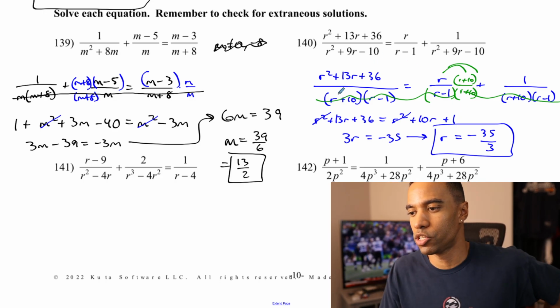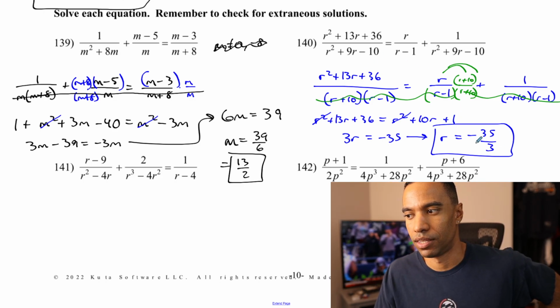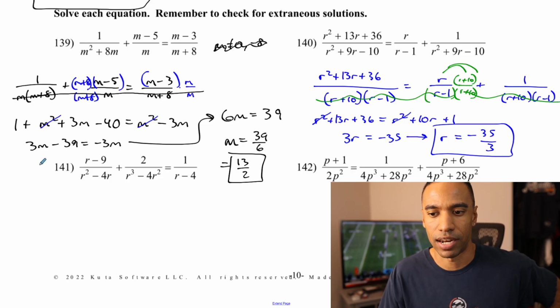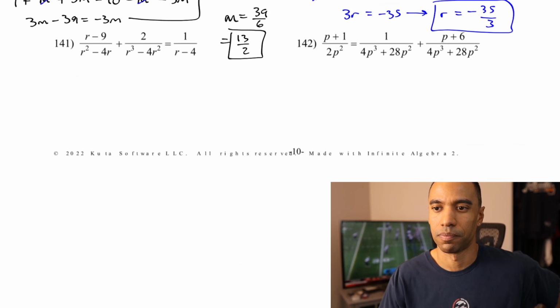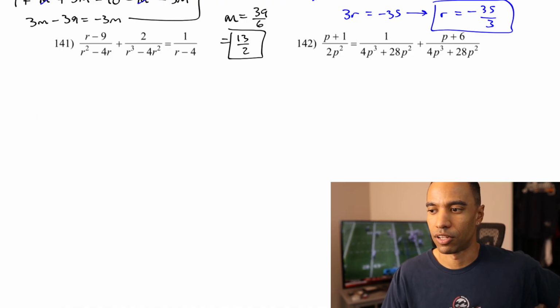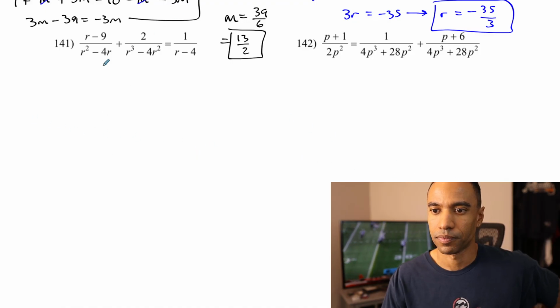Now, the restrictions were negative 10 and 1. That is neither negative 10 nor 1, so that is good. It is not an extraneous solution. We're good. All right, let's keep moving forward, and I have a lot more room down here to work.